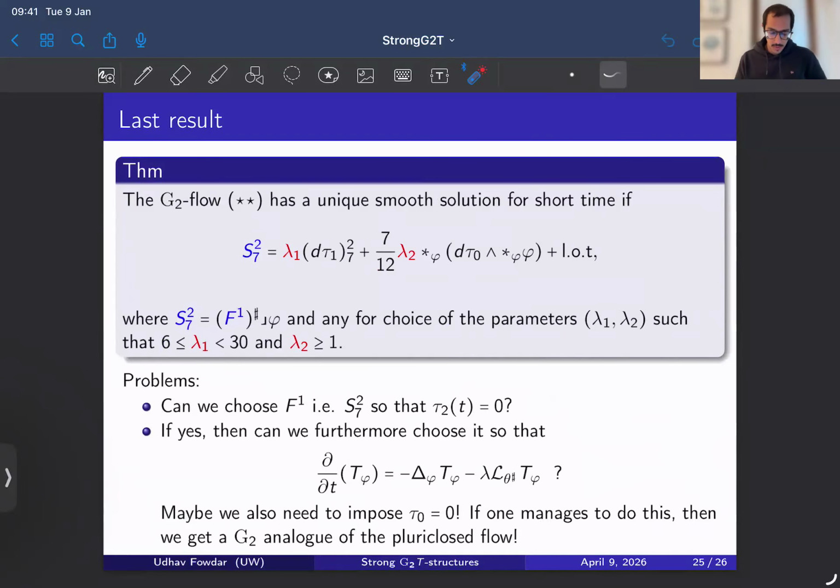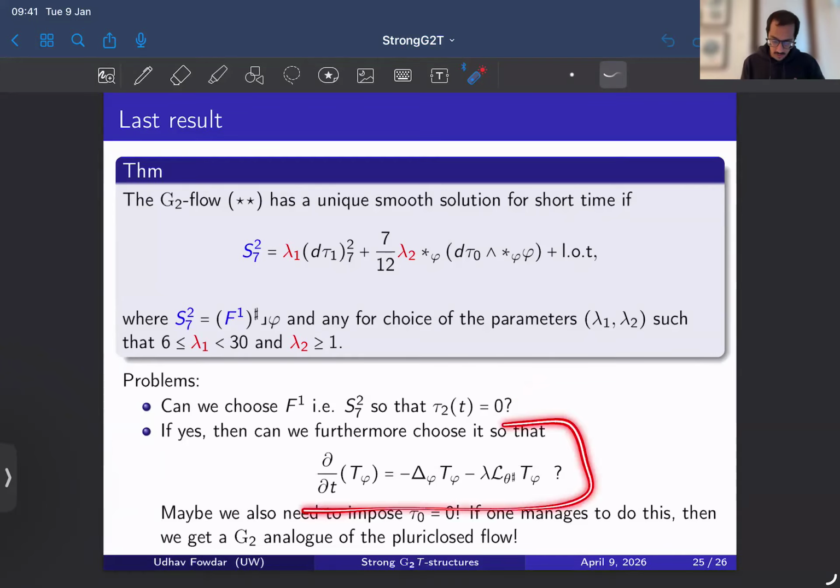So if we could choose this isometric one form, this one form that deforms the metric isometrically, so that the torsion form tau2 is always zero, can we find such a flow? Can we choose F1 to satisfy this property? If yes, can we also choose this one form so that the three form evolves by Laplacian plus a Lie derivative type term?